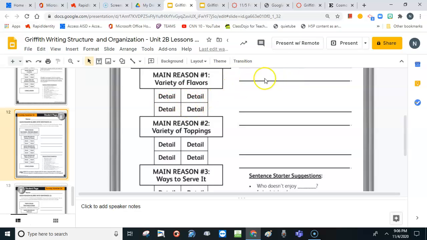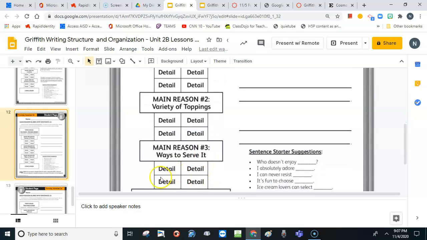So we're not going to mention the different flavors right now. We're just saying that there are different flavors. And we're not going to mention what's our favorite topping because that goes down here under details. That's later. We're just talking about the main idea sentence, which is going to talk that there are different toppings that you can put on your ice cream. And then the different ways to serve it. Remember, we're not giving details right now, so don't give me details.